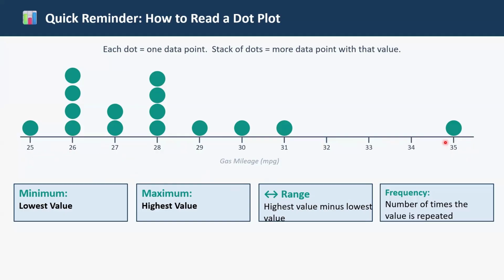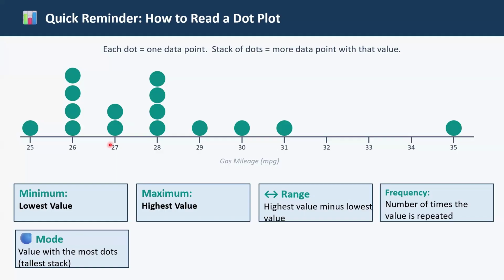We can also find the frequency. For example, frequency of 27 is 2. Frequency means the number of times the value is repeated. Next is the mode. Mode is the value with the most dots, the tallest stack. Here we actually have two modes, 26 and 28.